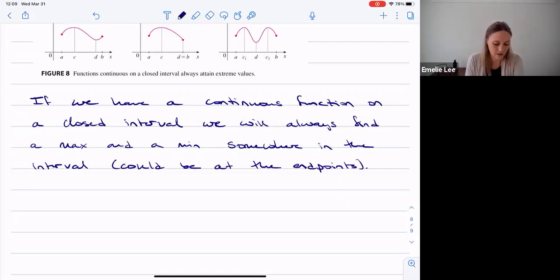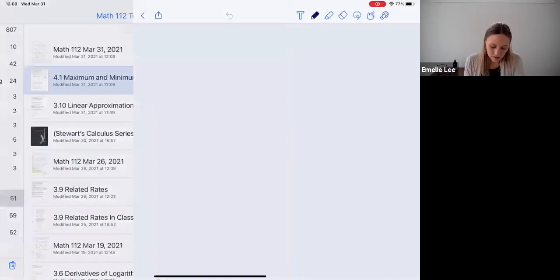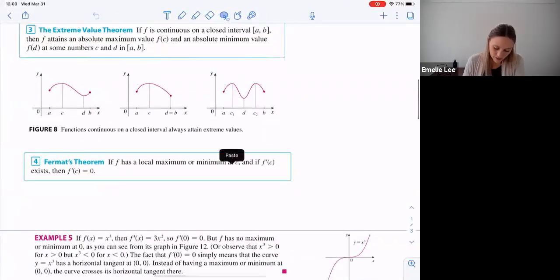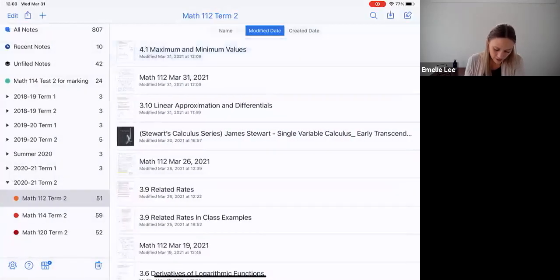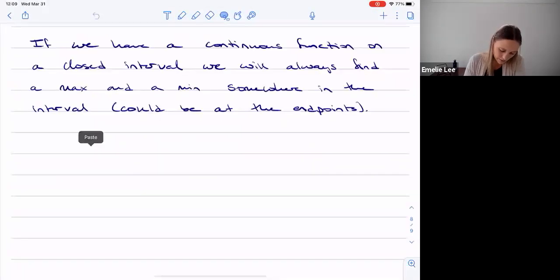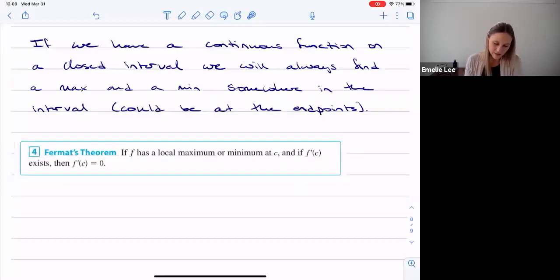So again, lots of theorems in this section, but gotta build it up. Fermat's theorem. Fermat actually ended up doing a lot for calculus, even though I guess he was an amateur mathematician. He was actually a lawyer, and he just dabbled in math. And then he ended up developing all these really important calculus things. So that's kind of cool.